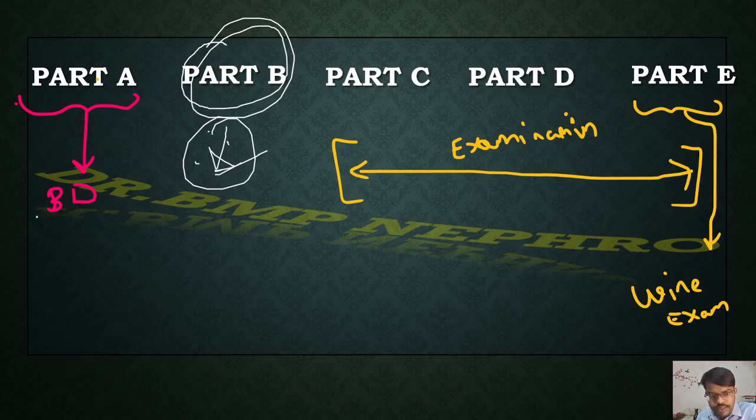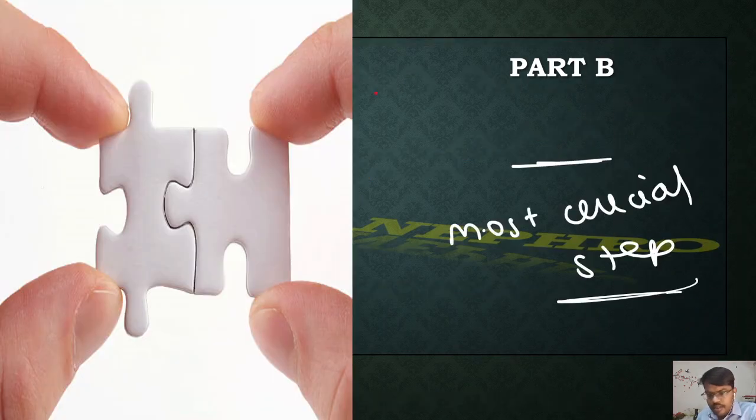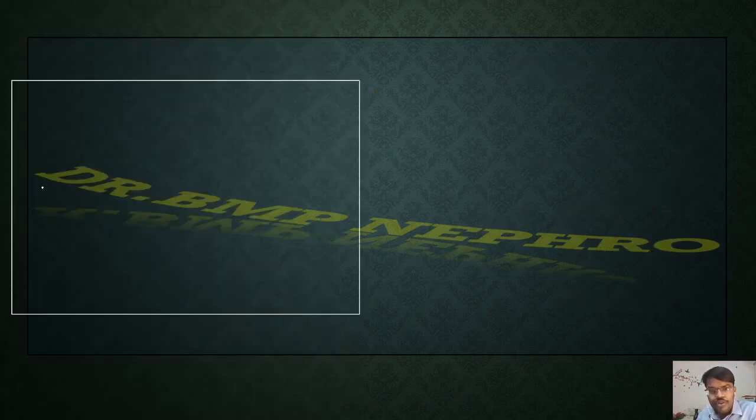Part A, as I told, is the basic details of the patient, which have to be there. Part B is the most crucial step because in a post-transplant case, the examiner can have a clear idea from the way you are presenting the case itself whether you have knowledge about post-transplant cases or not. From the history only, he can easily find it out. So we will see the approach, how we are going to make part B.